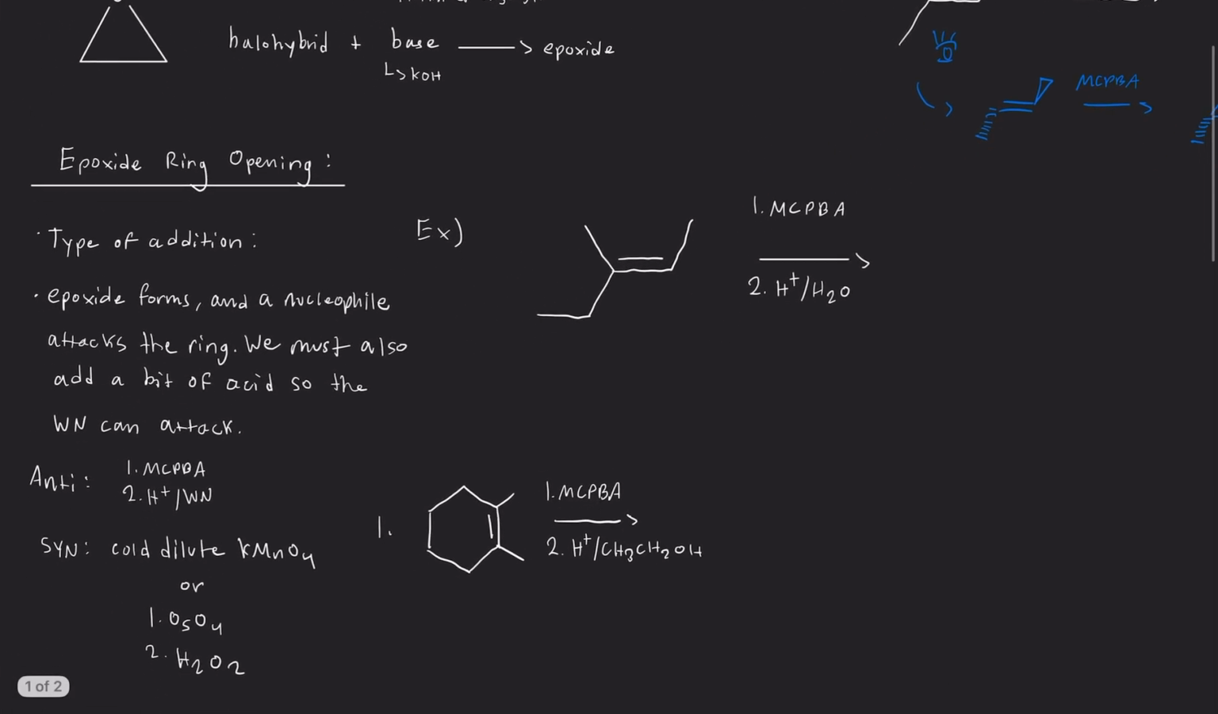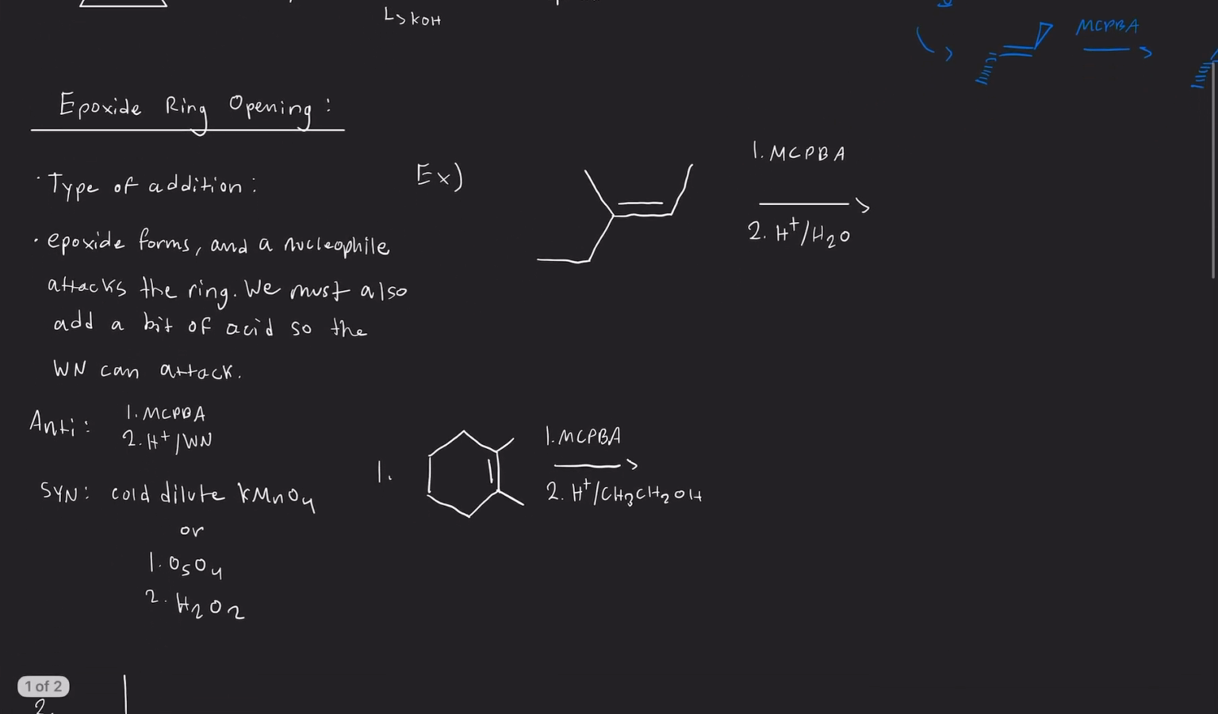Okay, so after that, we go into the epoxide ring opening. So basically, you're forming your epoxide ring still, but this time you're opening the ring with a weak nucleophile. And so the nucleophile attacks the ring, and in order to do this, the nucleophile needs to also have a bit of acid. And usually the way we do this is we add an acidic hydrogen atom, as we can see here in this example.